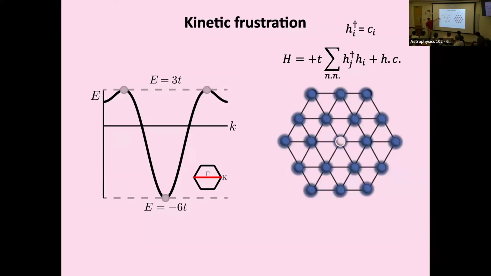And so the hole really wants to sit, instead of sitting here, when you flip the band structure, those will be the minima here. So what you get is basically you lower the energy by 3T instead of 6T. So the hole is not as happy as the particle.